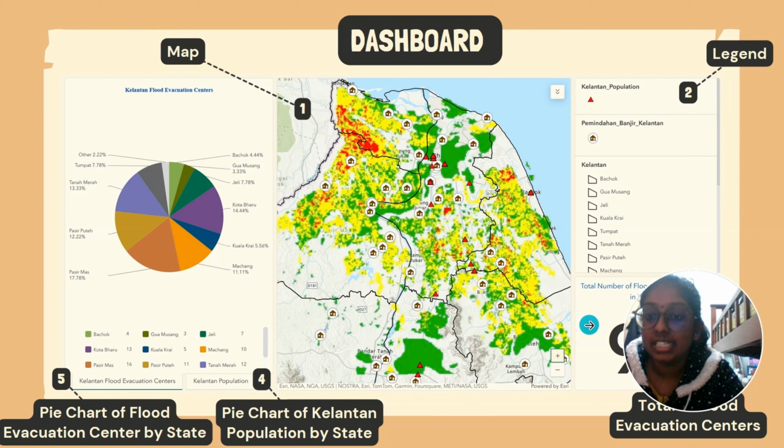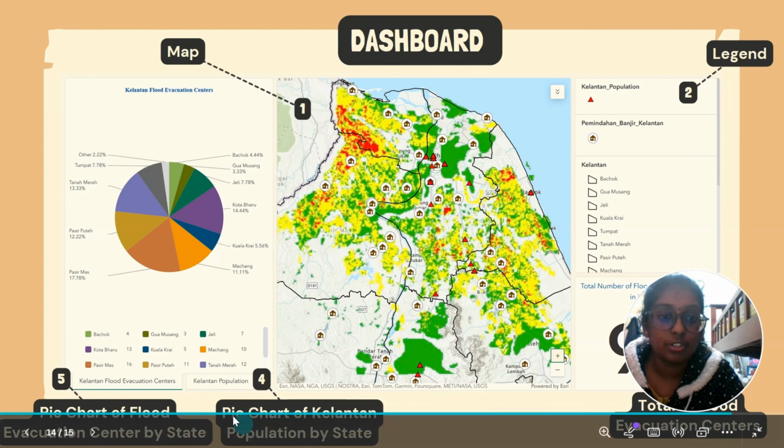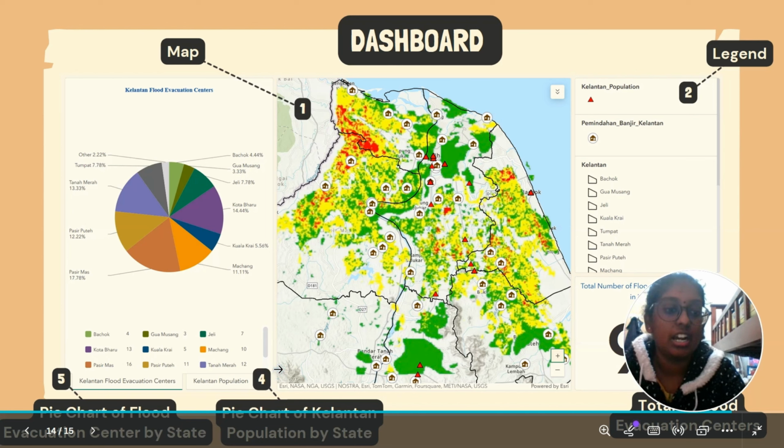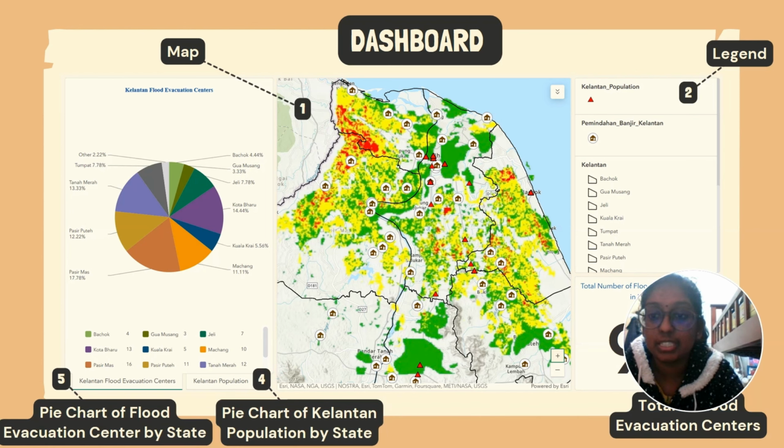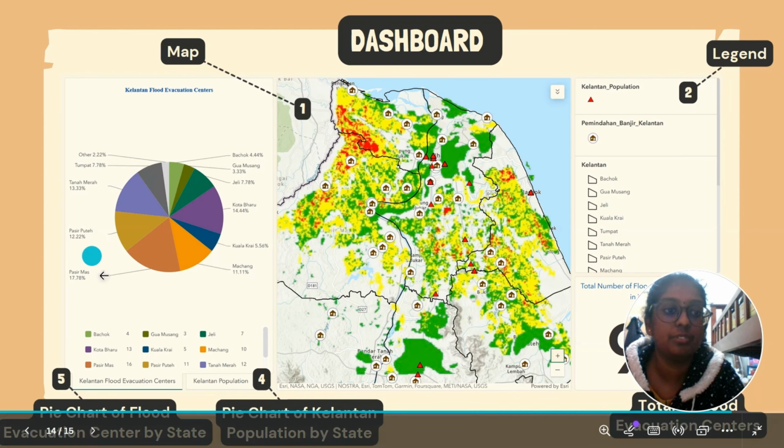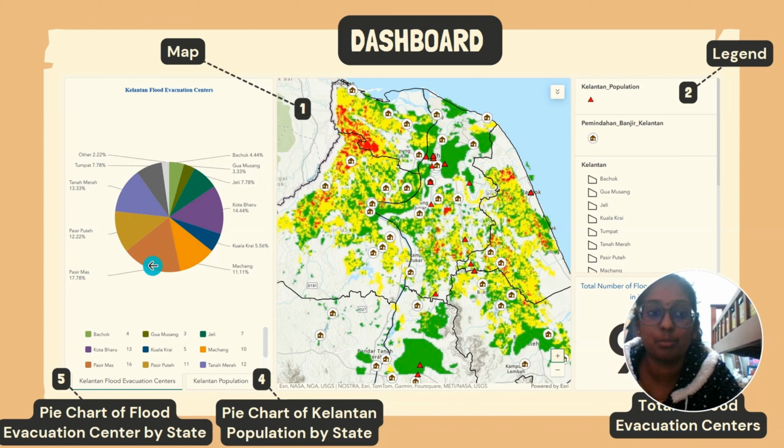Secondly will be the indicator. So here we added the indicator of the total number of flood evacuation centers. So there will be 90 centers. Then we also added the 2 pie charts. Firstly will be the pie chart of Kelantan population by the states, then flood evacuation centers by the state. So from here the user will be able to identify which states have more zones and population. So this will be our dashboard.